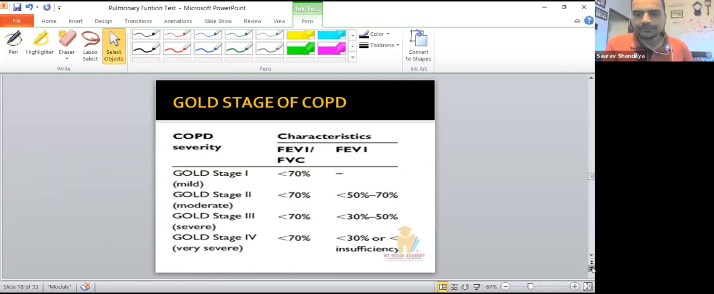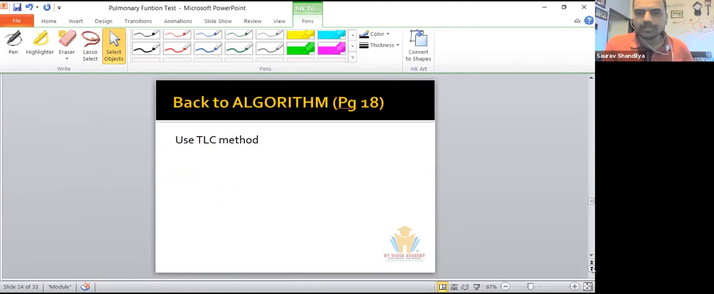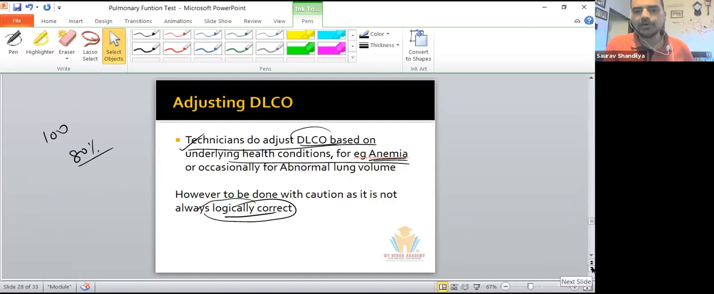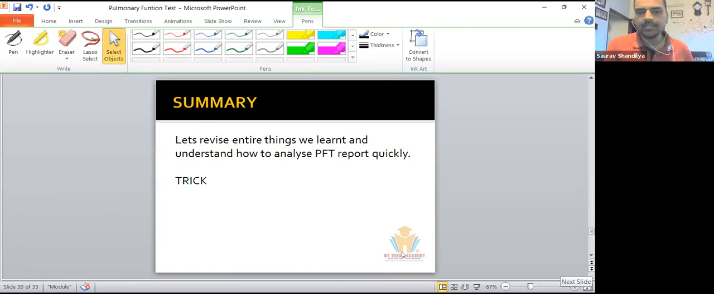Okay, so we'll come back to that again in the revision chapter, but right now we have to think like this. So the DLCO part we completed. Now it's very important to understand the fixed formula. Once you know the fixed formula, everything is easy. Now let us revise the entire things we learned and understand how to analyze a PFT report quickly. How? What is the trick? Okay, so basically, as I told you, the trick is nothing rocket science.